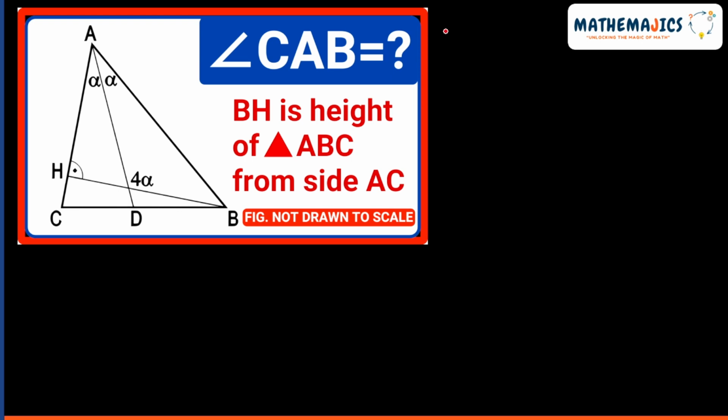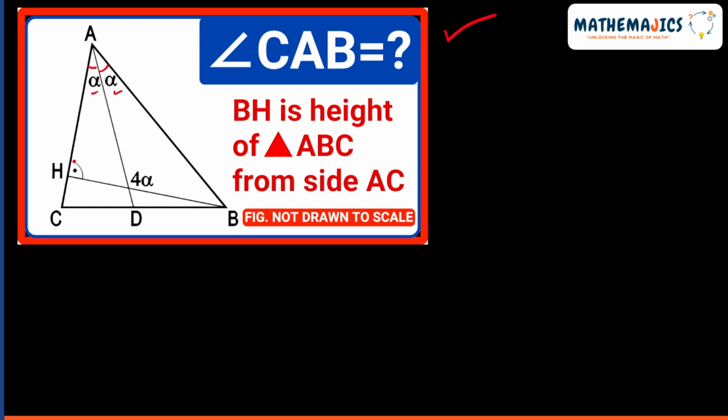So today we have this interesting question from geometry. Let's see how to solve this. Here we are given a triangle ABC and two line segments AD and BH. AD, as we can see, is the angle bisector because these two angles are equal, alpha and alpha. BH is the height of triangle ABC from side AC.